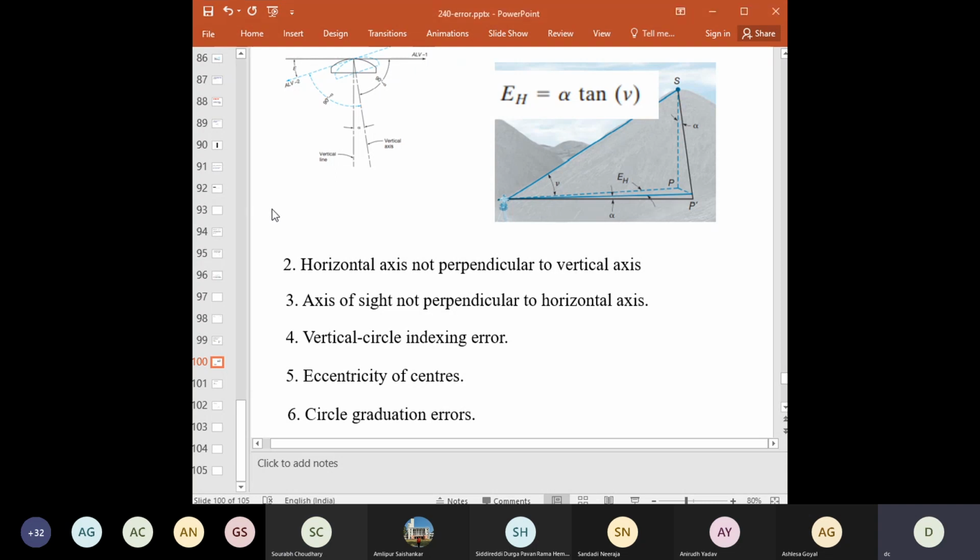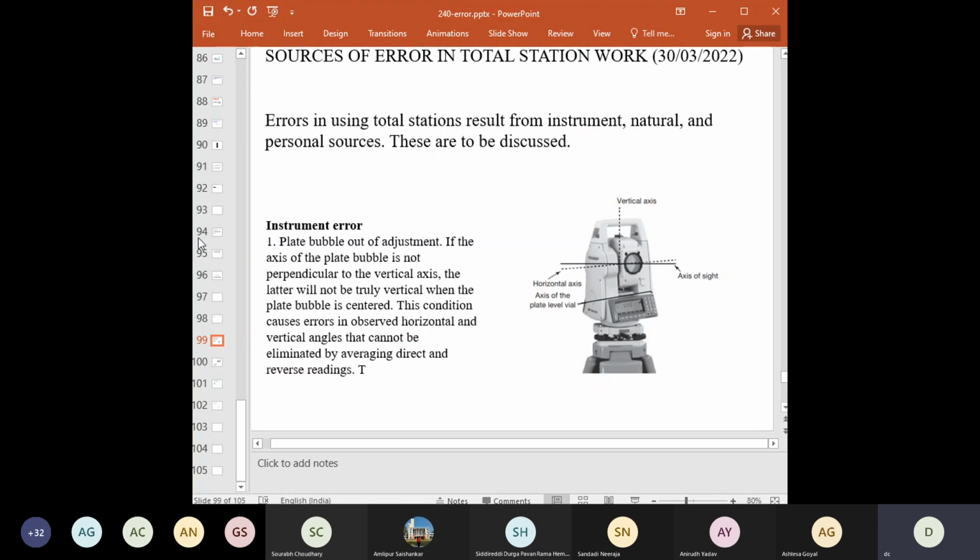So the major problem with the instrument error is the plate bubble out of adjustment. So the plate bubble, as we say, needs to be properly leveled, and this is one of the very first tasks of setting up.